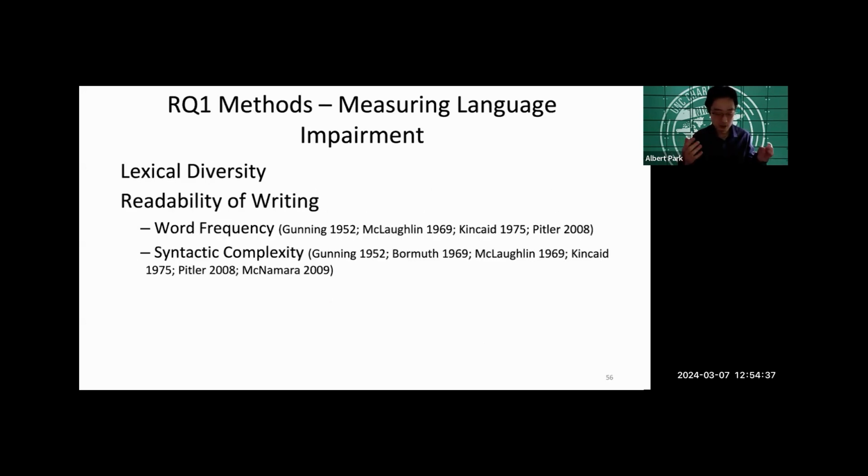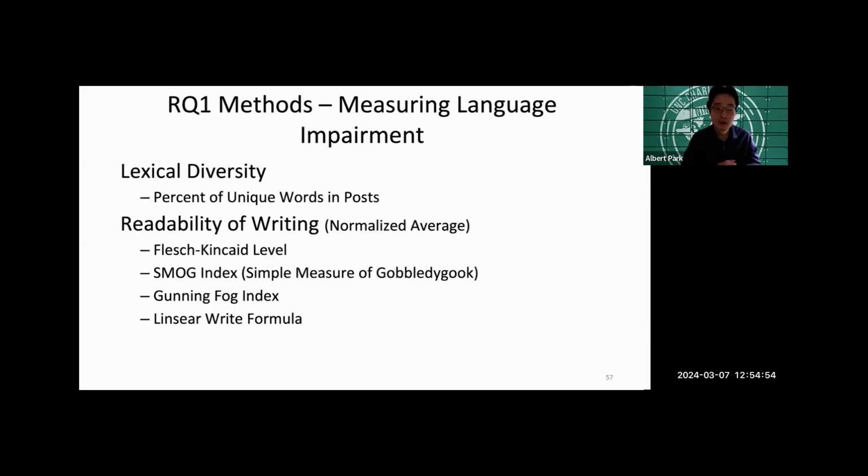Just to illustrate why we're using readability: readability covers all of the elements we mentioned previously, word frequency and syntactic complexity. I measured lexical diversity by calculating the percent of unique words in a post, and then I used four widely studied readability indices to measure the readability of posts. I took the normalized average in the analysis, but reported all the scores in the manuscript.